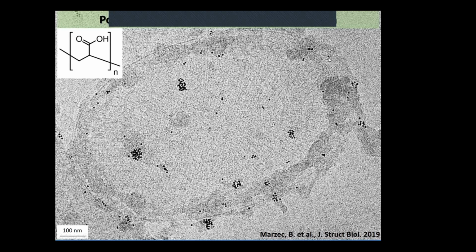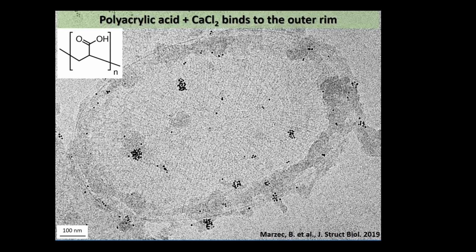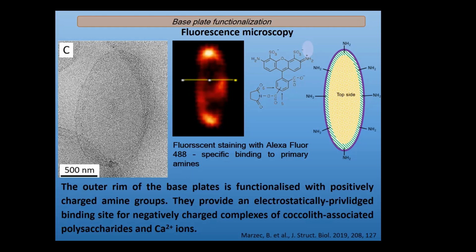And what this is showing basically is that the binding is not specific. We're using a synthetic polymer here that has no secondary structure. It binds to the base plate with calcium ions the same way that the polysaccharide does. So that means that the binding cannot be specific. So what we propose here is that it's not something specific, but it can be a matter of electrostatic interactions. So all we need is a positively charged surface that can attract another negatively charged complex.